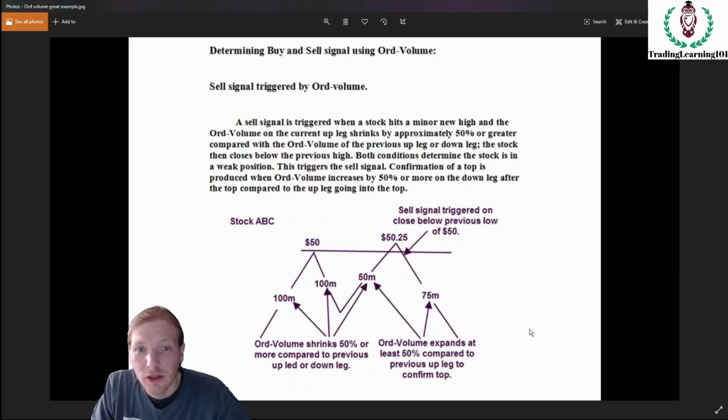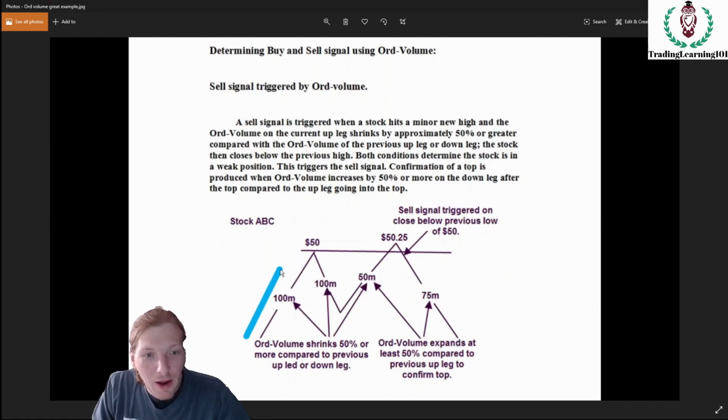Both conditions determine the stock is in a weak position. This triggers the sell signal. Confirmation of a top is produced when Ord volume increases by 50% or more on the down leg after the top compared to the up leg going into the top. So right here, this is what he's talking about.